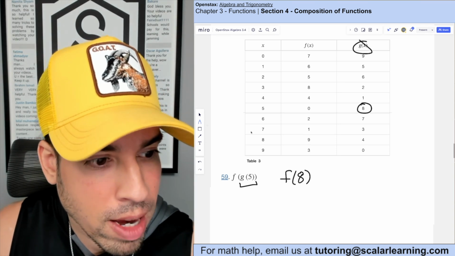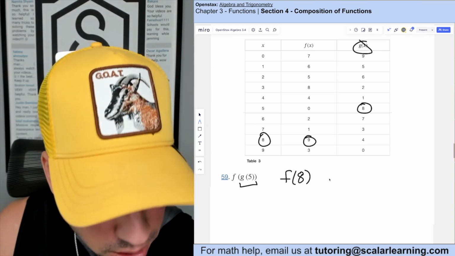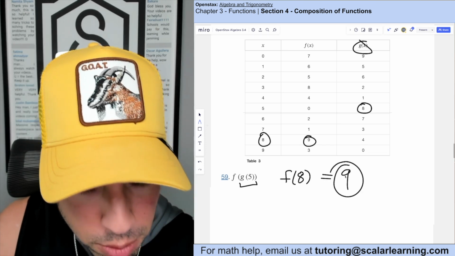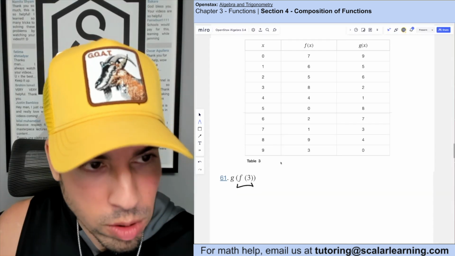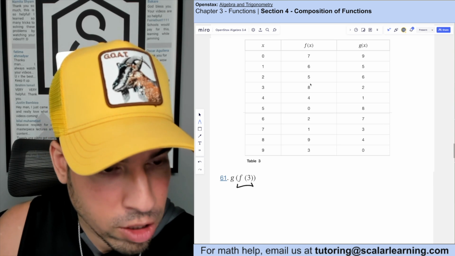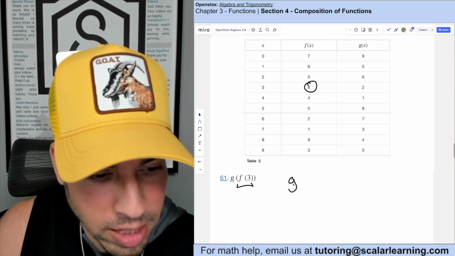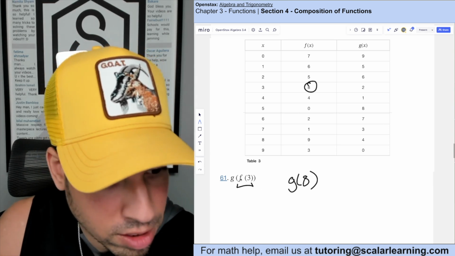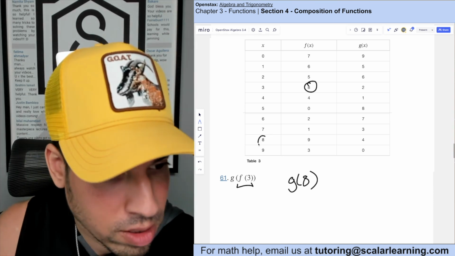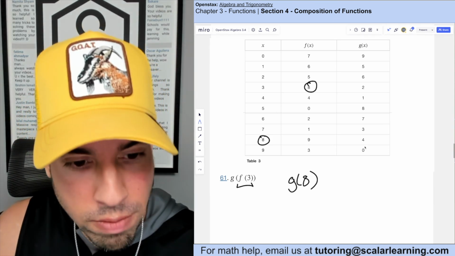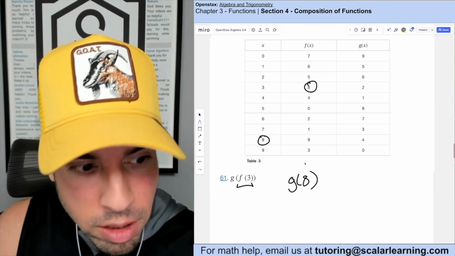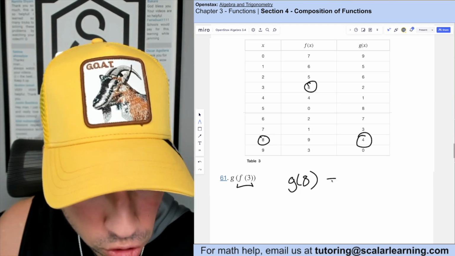It's the function value of f when x equals 8, which is right here. So 9 is the winner. Boom. Done. First, we're going to start with what is f of 3. Here's 3. Here's the function value at 3, which is 8. So now this is like saying, what is g of 8? So here is 8 on the x value. What is the function value of g when x is 8? It's right here, which is 4.